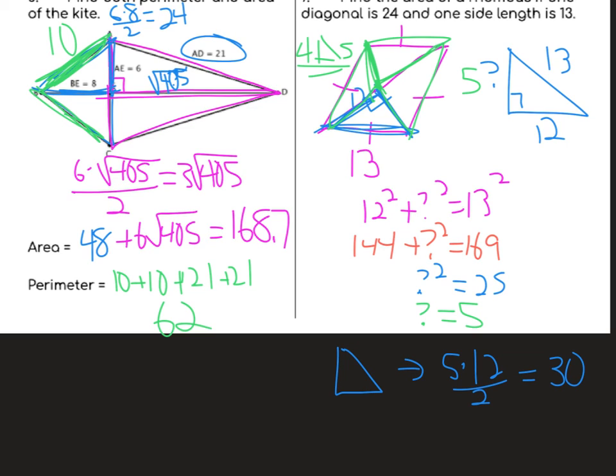But wait, for the rhombus, don't I have 4 of those triangles? So that equals 120, and that would be the answer to the question.